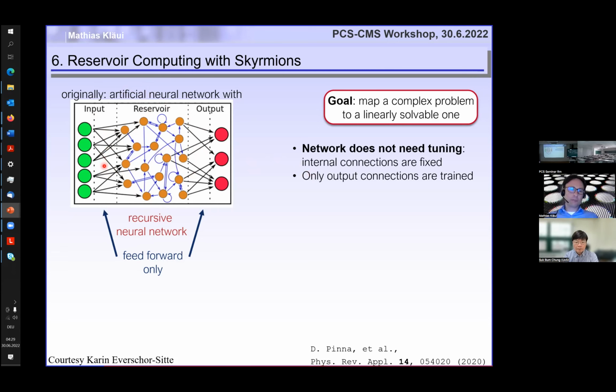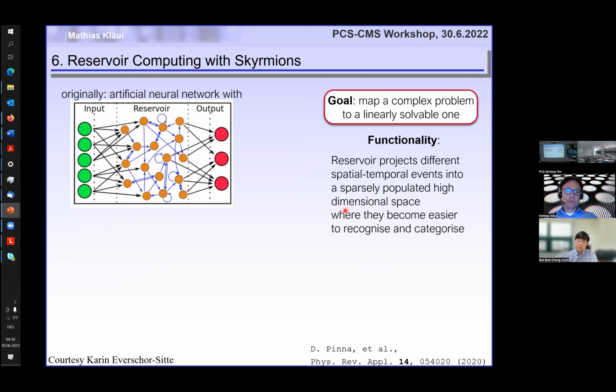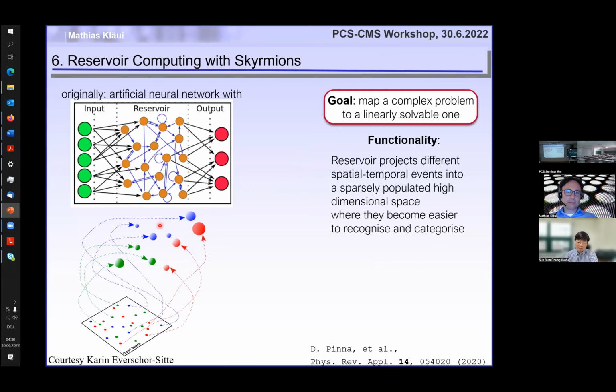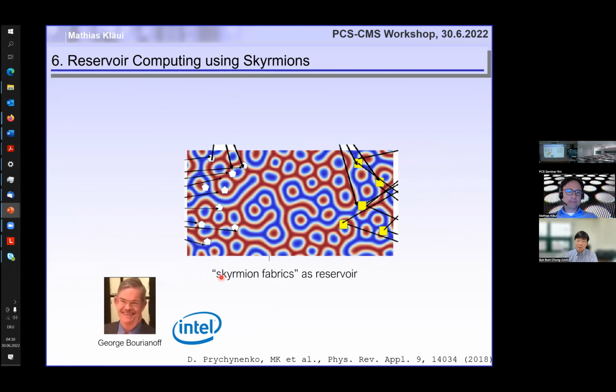Respectively, the output is trained, and the input, of course, also needs to be tuned. And this reservoir computing thus is very, very efficient because the training calculation needs are very low. And what it does is that the reservoir projects different spatial temporal events into a sparsely populated high-dimensional space where we can easily categorize them because of these hyperplanes, which allow us to easily find, for instance, categories or actually detect certain things.